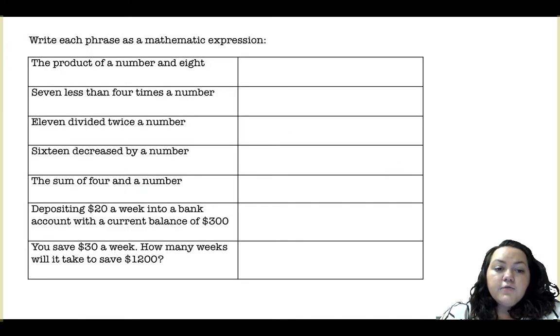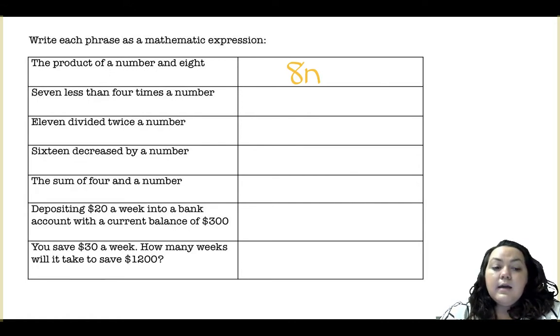All right, write each phrase as a mathematical expression. The product of a number and 8. So product tells us to multiply, so it'd be 8 times n. And you can use symbols, parentheses, but it's not needed when you have a variable.